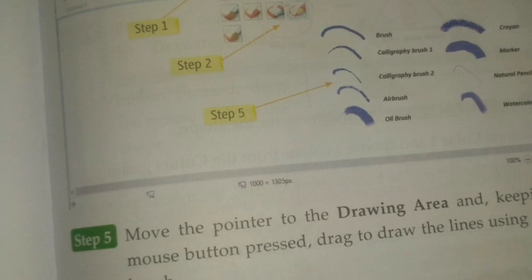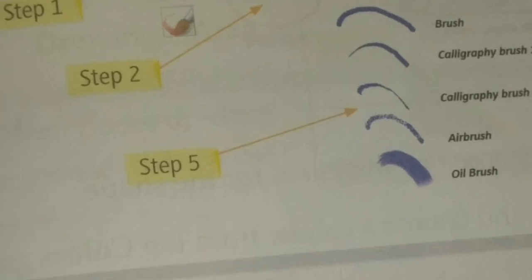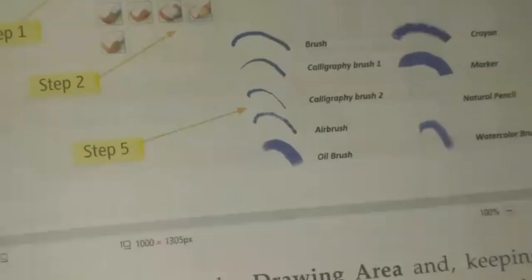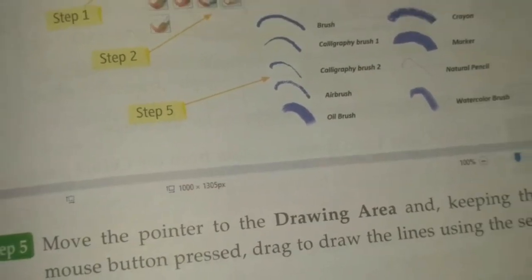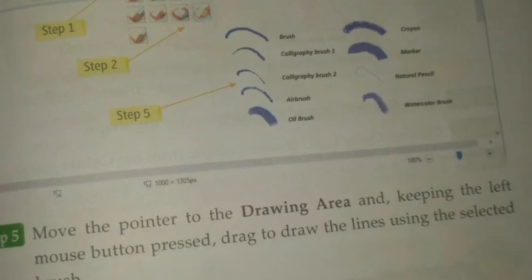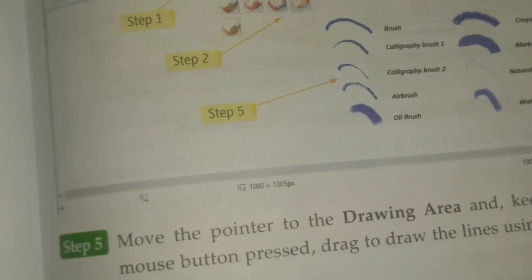Okay, so first, you click the brushes down arrow. Here are the brushes and there is a small arrow there, so you have to click there. You will get so many types of brushes. Step 2, you have to select one brush. Step 3, you select the size of the brush. Step 4, you go to color 1 and select your color. And step 5, move to the drawing area, keep the left button pressed, and drag to draw the lines using the selected brushes.